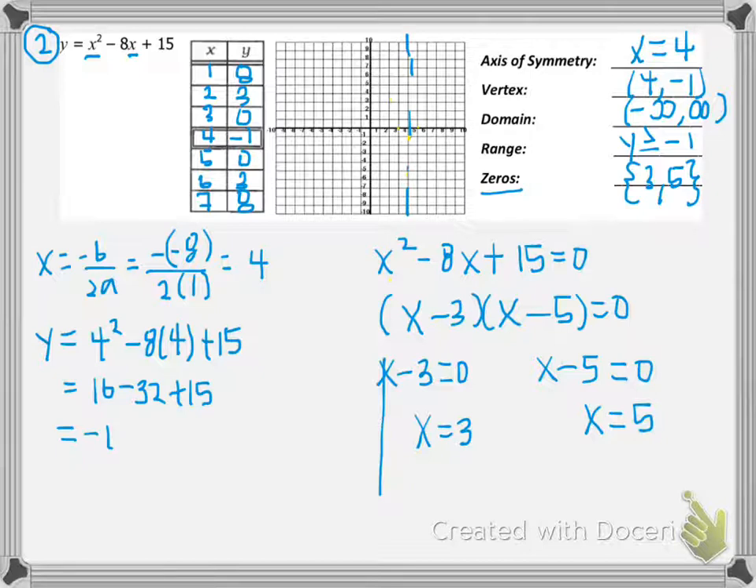At 1, I'm going to be up here at 8. Okay, at 6, I'm going to be at 3. And at 7, I'm going to be at 8. So it's symmetric. Okay. So that is how you would graph.